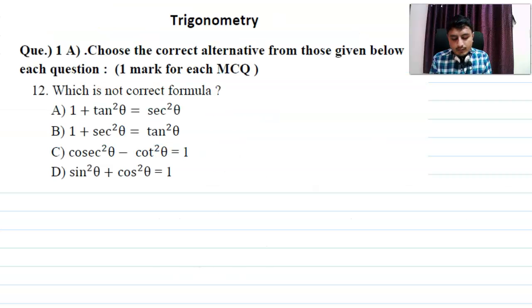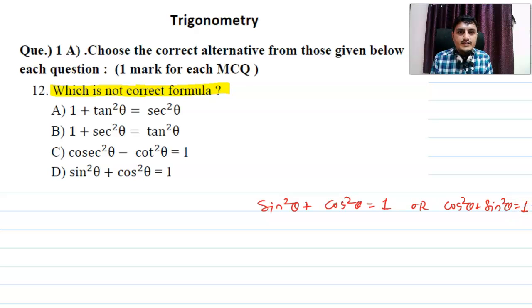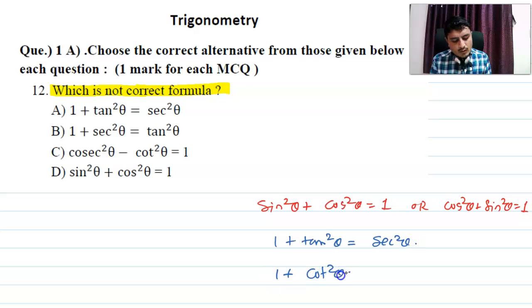Look at MCQ number 12: which is not a correct formula? We have the trigonometric identities. The first identity is sin square theta plus cos square theta equals 1, or you may write cos square theta plus sin square theta equals 1, because addition is always commutative; we can change the order of numbers in addition. The second identity is 1 plus tan square theta equals sec square theta, and the third identity is 1 plus cot square theta equals cosec square theta.